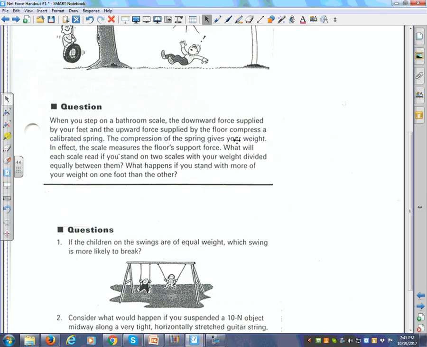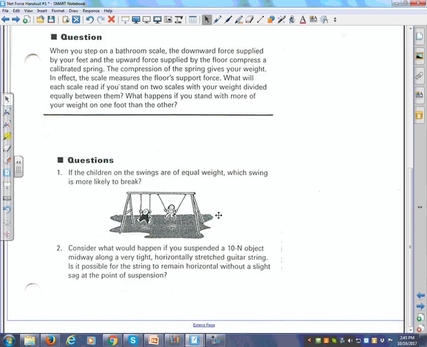Okay. So, quickly here. If the children on those swings are of equal weight, which swing is more likely to break? The one with the bigger angle, right? That kid's gonna bust that swing.